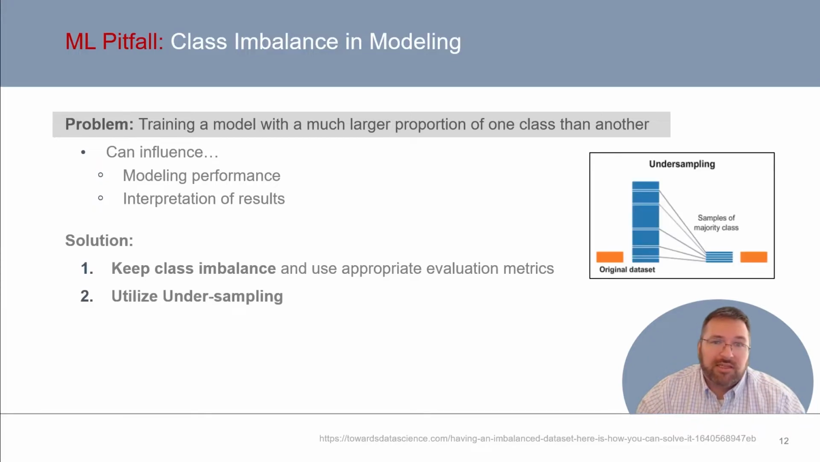Second, you can utilize undersampling. Here we randomly sample the majority class to make a more balanced dataset. However, the obvious downside here is the loss in overall sample size, which is almost never preferable.